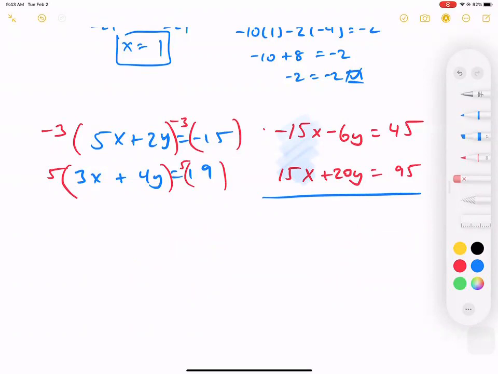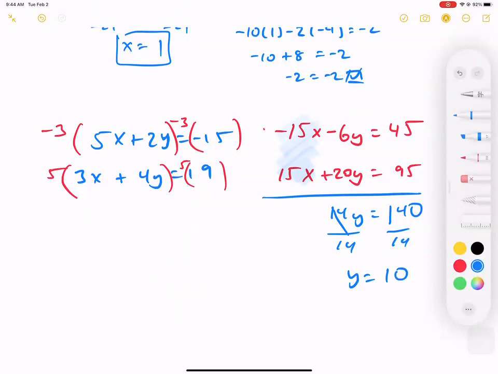Okay, so negative 6 plus 20 is 14y. And 45 plus 95 is 140. We divide 14 to both sides. Y is equal to 10.